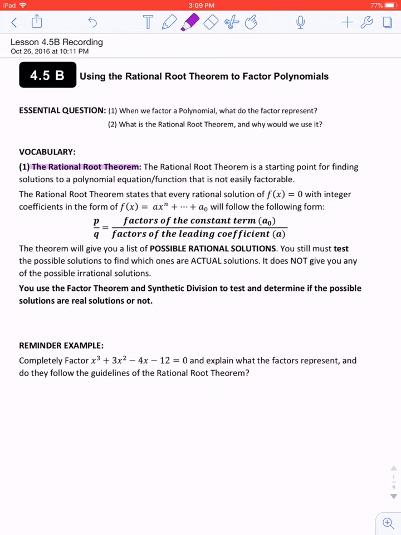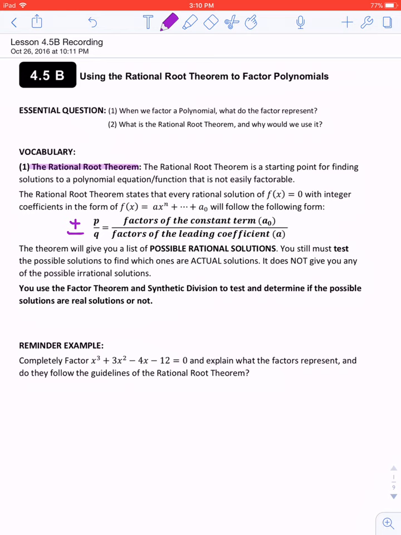The rational root theorem is a starting point. It's a way to find factors without using any of the other patterns. It's a brand new thing. So it is based off of a little formula. That formula is, and I'm going to do this because it's important, plus or minus, because remember, like our conjugate theorems, there are always two sides to these factors, plus or minus P over Q.